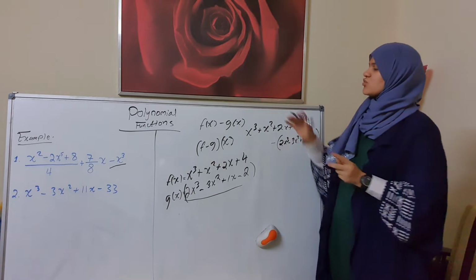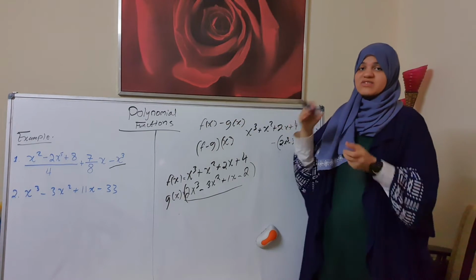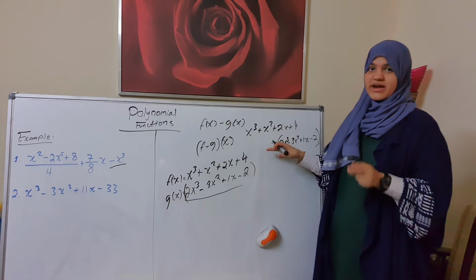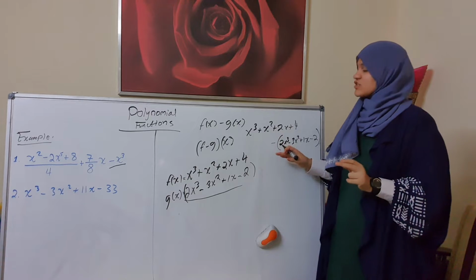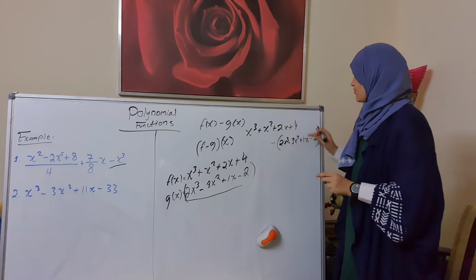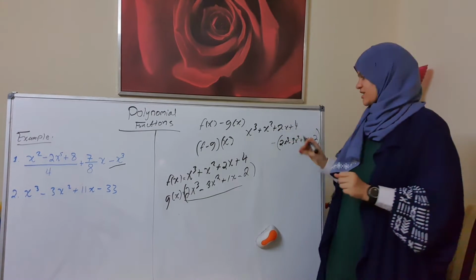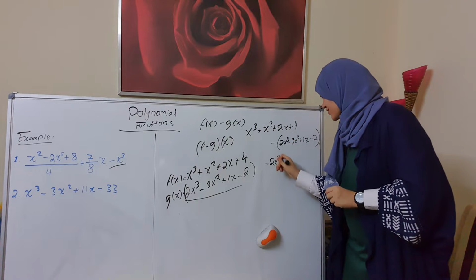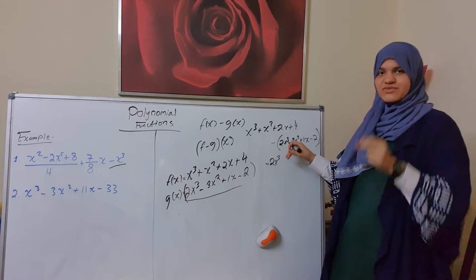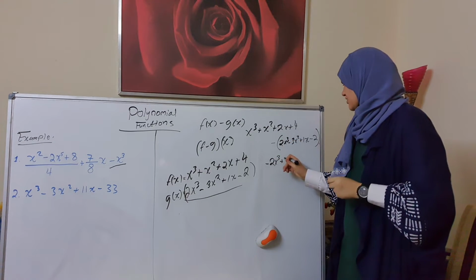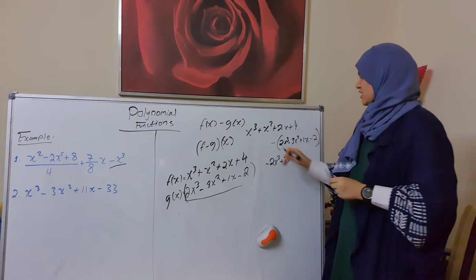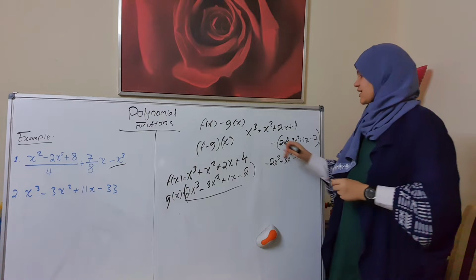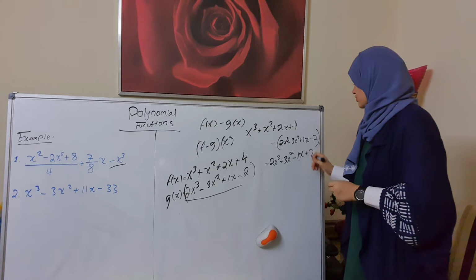Now we'll not do anything to f of x because we have the negative before g of x. So the negative is directly outside of the bracket, which means negative times every number inside the bracket. Negative times positive will be negative 2x to the power of 3. Then negative times negative will be positive 3x to the power of 2. Then negative times positive is negative 1x. Then negative times negative will be positive 2.